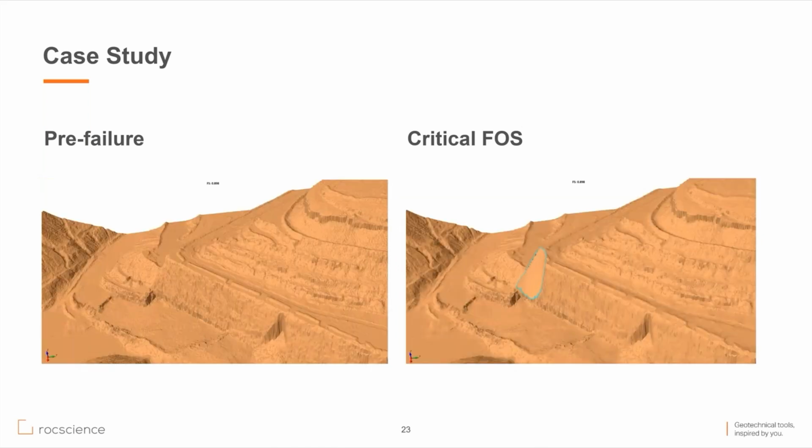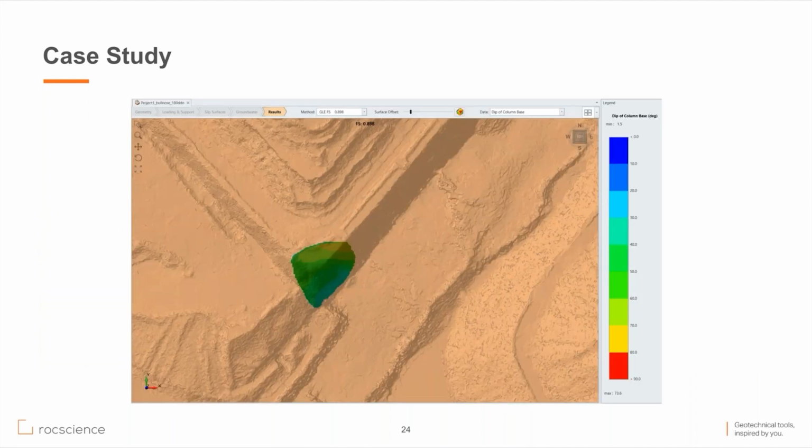And from another perspective, we can also display different features of the critical slip surface, such as the dip of the column base, to interpret the failure mechanism. In this case, validating that a portion of the critical slip surface is sliding along the weak subvertical joints defined in the anisotropic model.